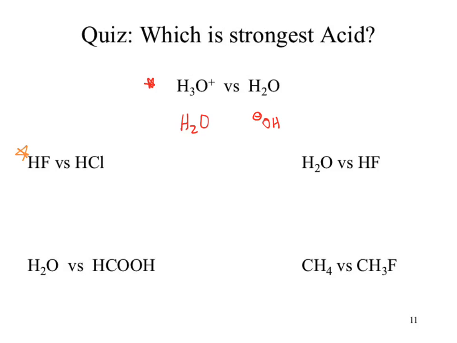HF versus HCl. Same process. Draw the conjugate base. Remove the hydrogen from HF and we get F minus. Hopefully we never see that. That was a great joke. Boom. HCl. Cl minus. All right, so we compare those conjugate bases again. Charge. Well, they both have the same size charge. They're both negative. So charge doesn't help me.